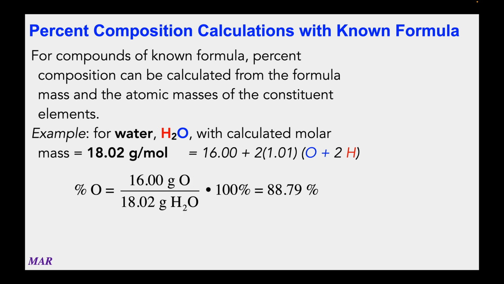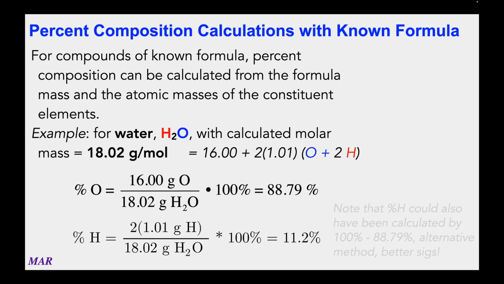Well, the percent oxygen in water would be the grams of oxygen divided by the total mass times 100%, like we just saw. But in this case, we're going to use the molar mass in the denominator. So 18.02 grams is the mass of 1 mole of water. And in 1 mole of water, as you saw in the formula, there's 1 oxygen, which is 16.00 grams. So 16.00 divided by 18.02, that represents the grams of oxygen divided by the total mass of water, times 100%, 88.79% oxygen.